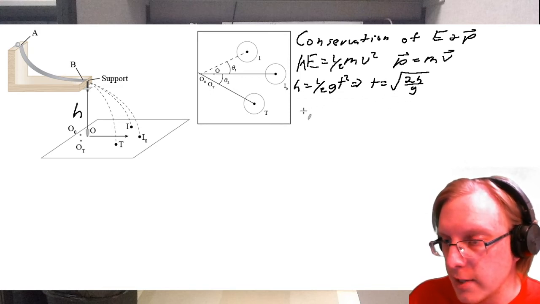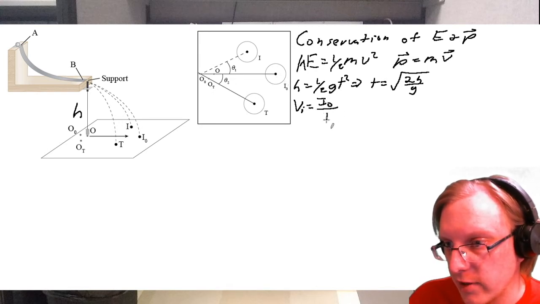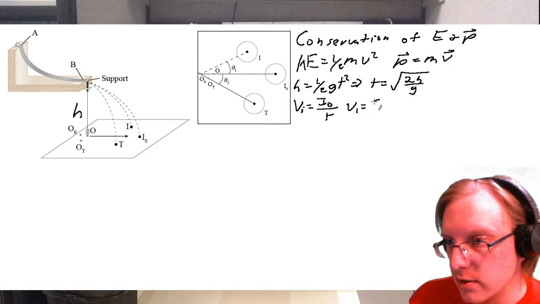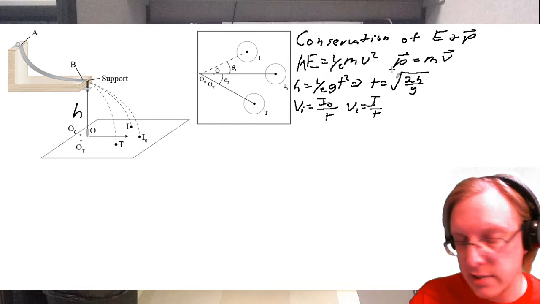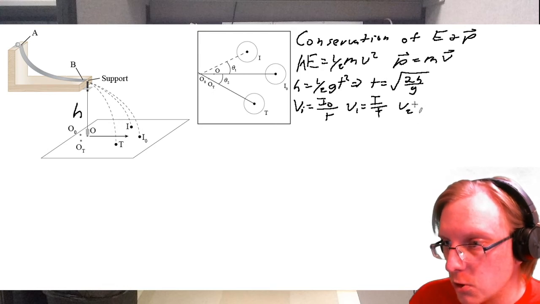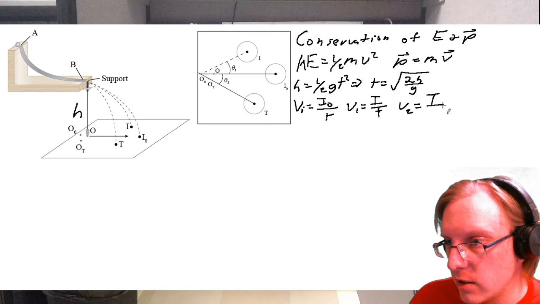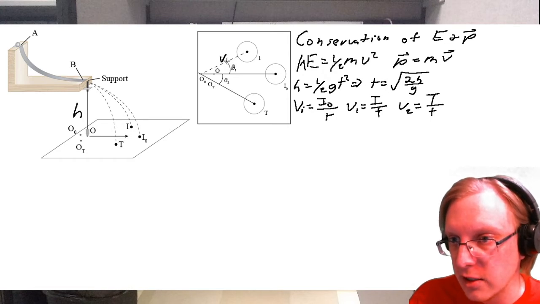So now we need our velocities. Velocity initial is the distance O naught to I naught, which has been given to you, divided by the time taken to do so. V1 is the distance given by I, divided by t. And V2 is the target distance T divided by the time. Now we have 3 velocities: V initial, V1, and V2.